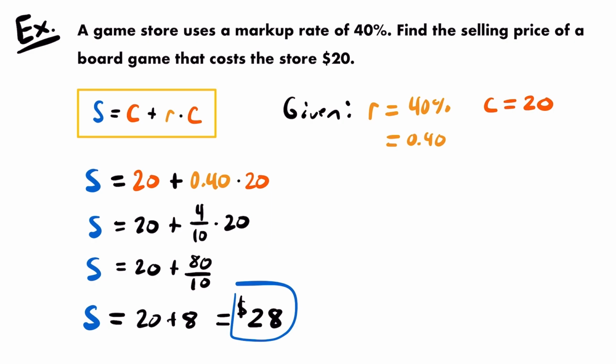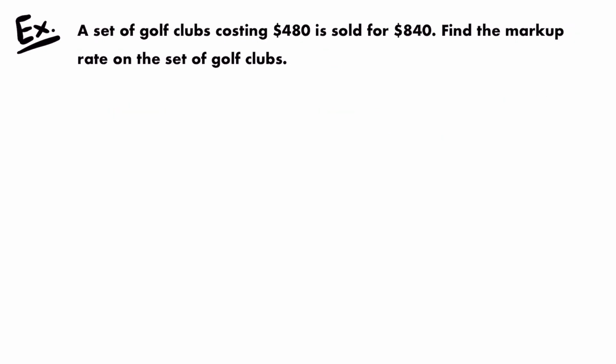Let's take a look at another. For this example, we have a set of golf clubs costing $480 that is sold for $840. Find the markup rate on the set of golf clubs.